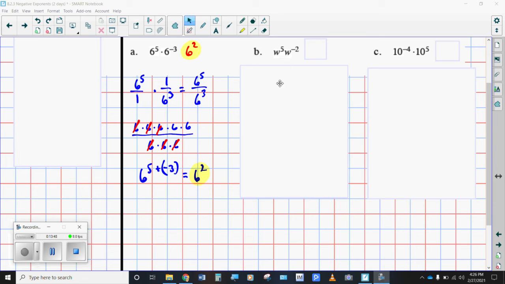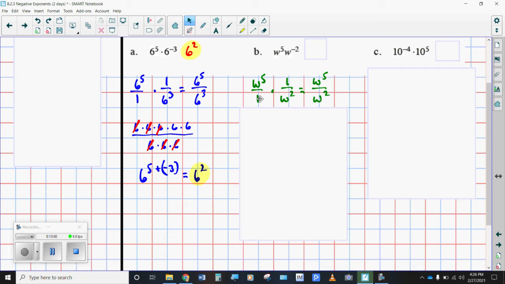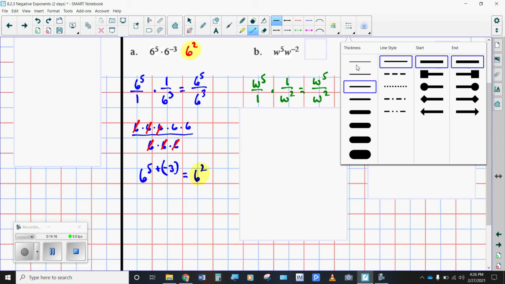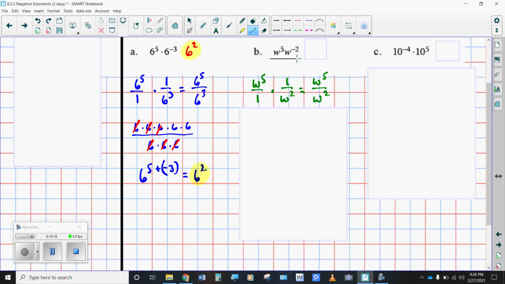So this would become y to the fifth over 1 times 1 over y to the positive second power. Remember, take the base, write it as its reciprocal, and then change the negative exponent to the positive exponent. Okay. There's a story I used to tell students, by the way, which I'm not going to do here because it's a big convoluted story. We don't really have time for it. But let me just do this. Treat this problem like it's a fraction.